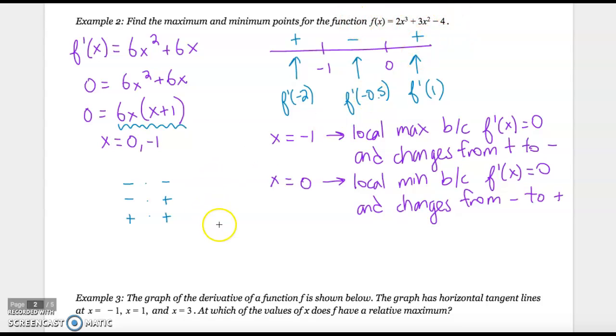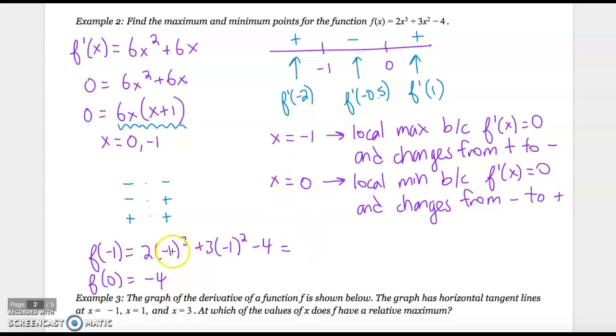And then we actually have to find the points still, so I can plug these values back into my original function to find the actual points themselves. So if I find, just off to the side, f of -1 and then f of 0, f of 0 is easy. F of 0 is just -4.